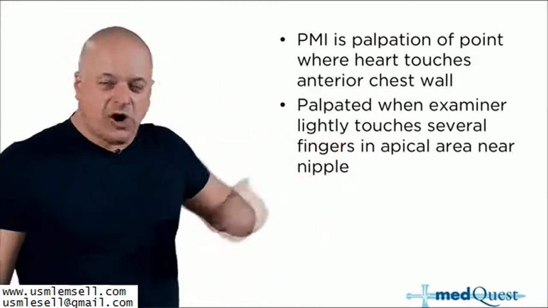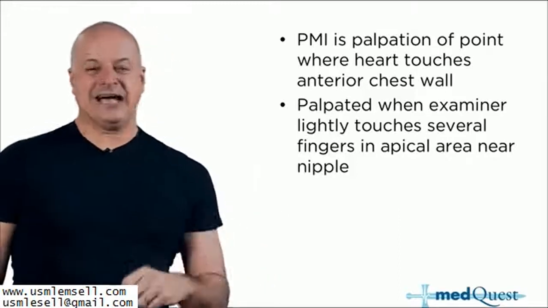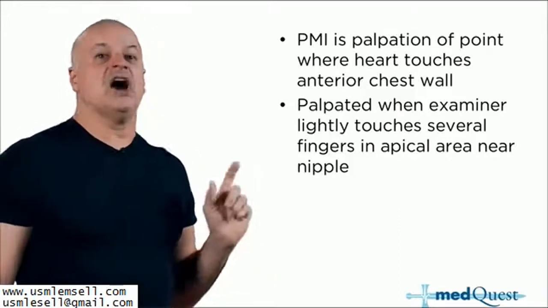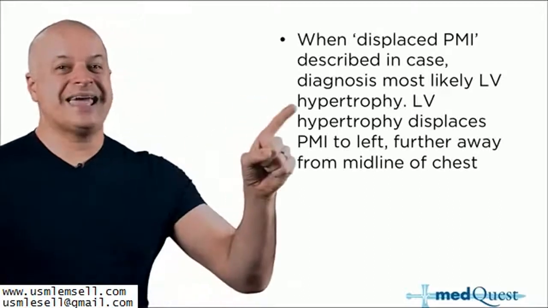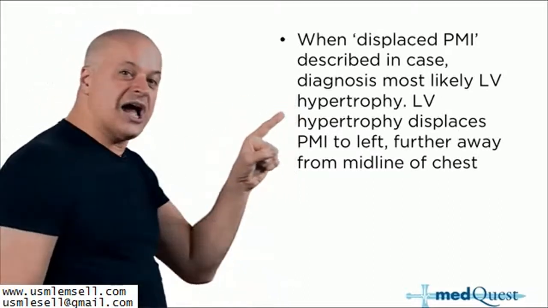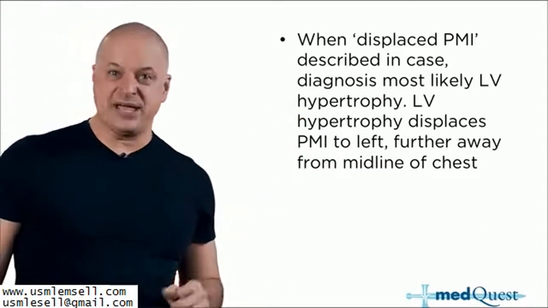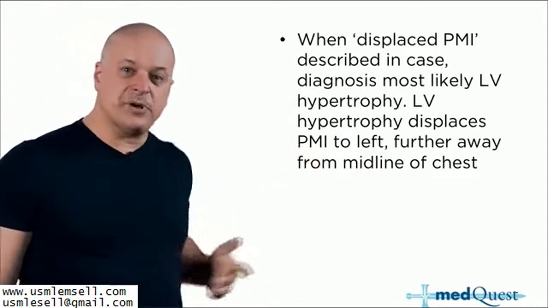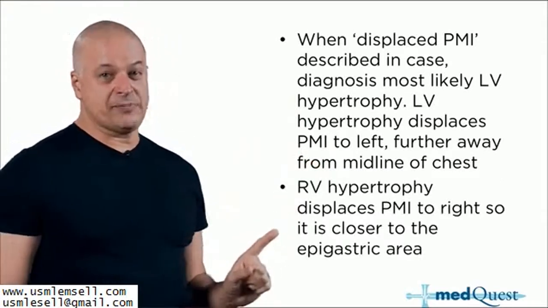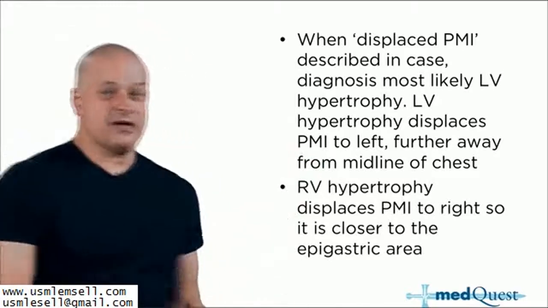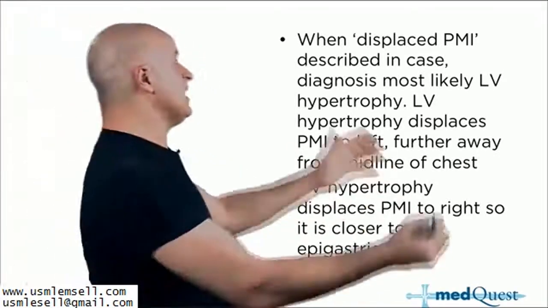You feel it as the heart hits the chest. It's a palpatory sign. It's a palpatory sign of cardiomegaly. And what we do is we use it to say that you have left ventricular hypertrophy, and we use it to test your knowledge of anatomy. Displaced point of maximum impulse, I feel it in a different spot. Right ventricular hypertrophy displaces the PMI to the right. Left ventricular hypertrophy displaces it to the left.